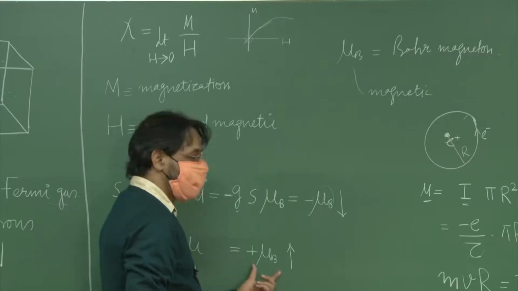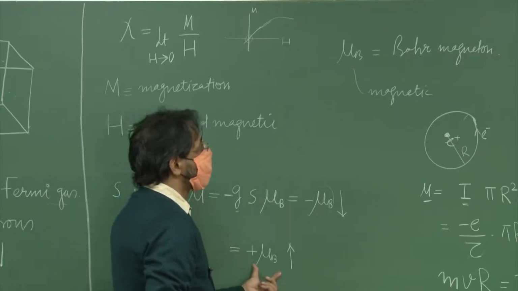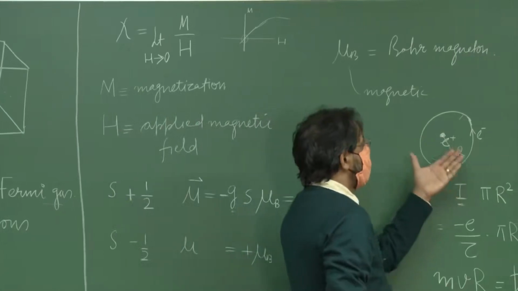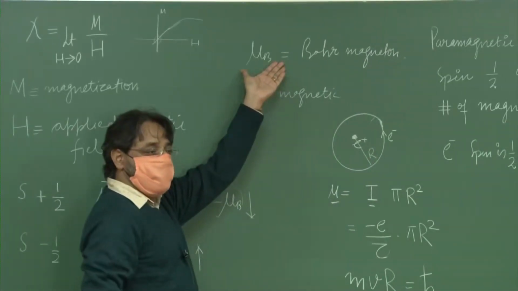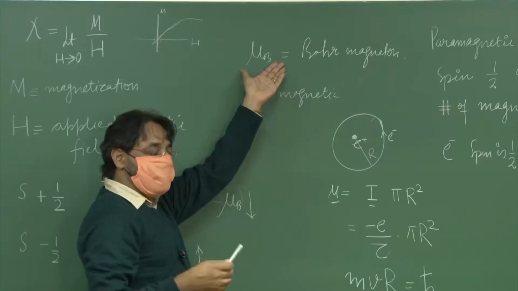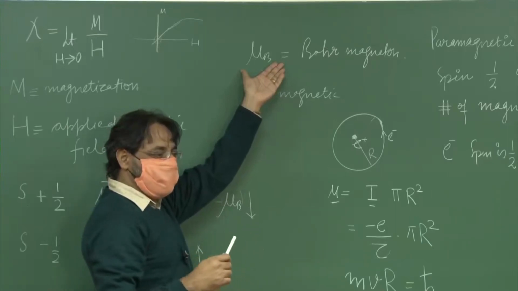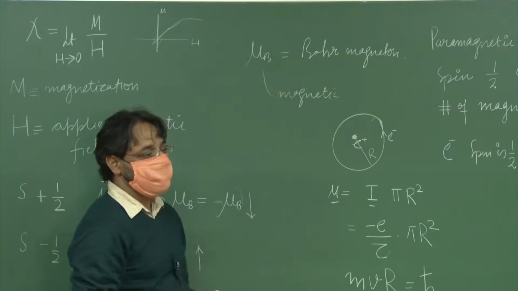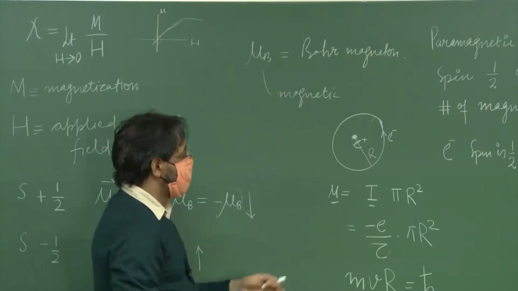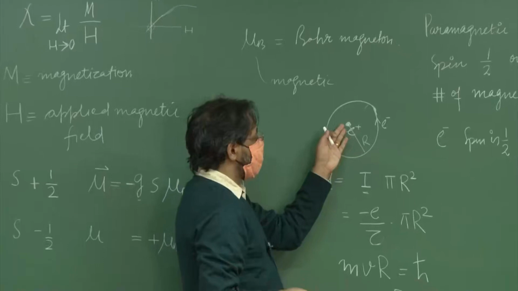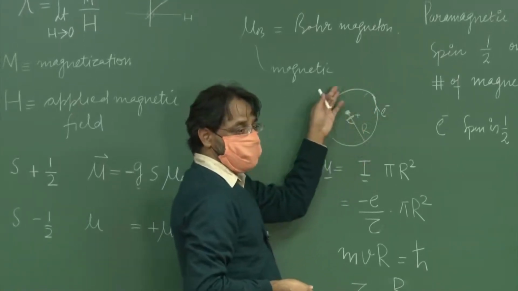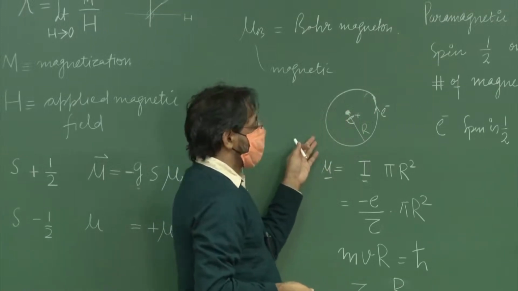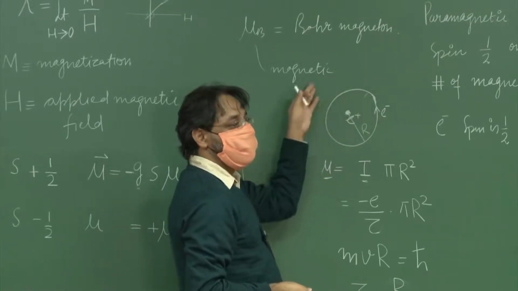Now let's define mu b. I said mu b is the Bohr magneton, and this is how it is defined. Mu b is the magnetic moment associated with the orbital motion of the electron in the ground state of the hydrogen atom. So here is your hydrogen atom. There is a proton at the center, and there is an electron which is going around. We calculate the magnetic moment associated with the orbital motion.